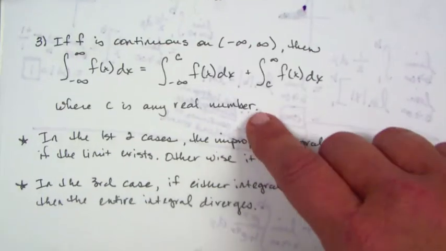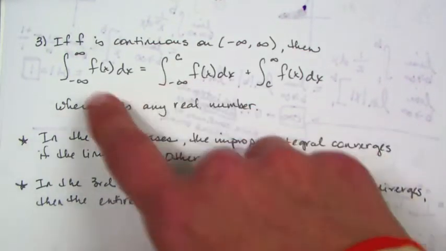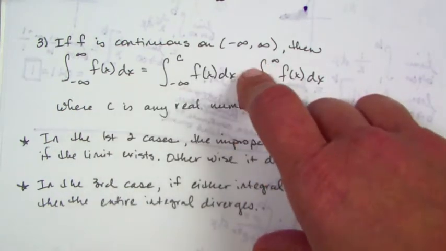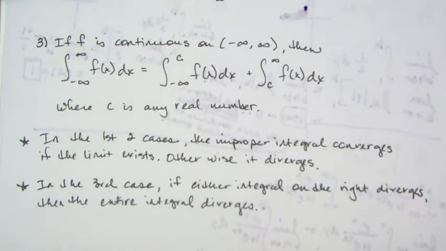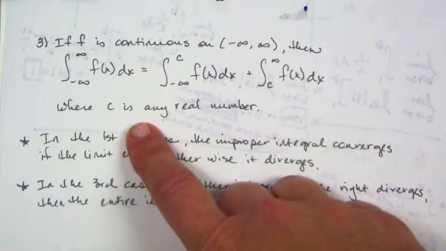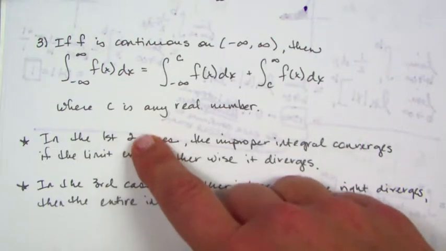And then here's an example like what we just did. If we go negative infinity to infinity, you can split it up. We happened to split ours at 0. It made sense because in looking at the graph, it was symmetric about 0. But c could be any real number. You could split it wherever you want to.